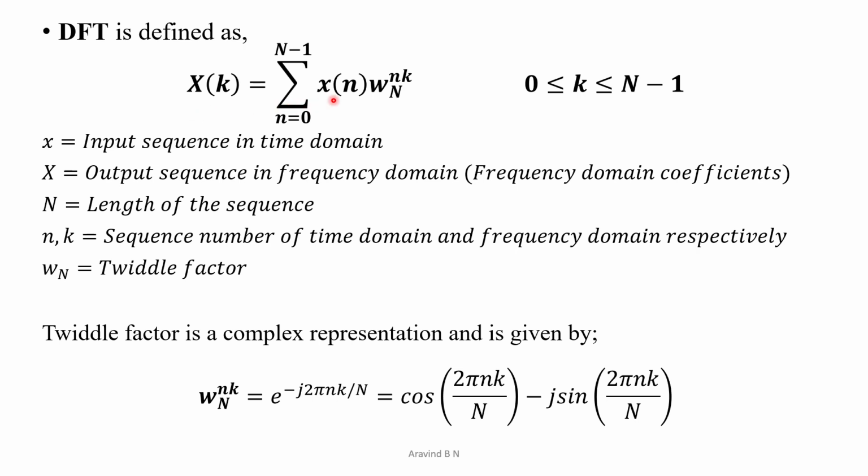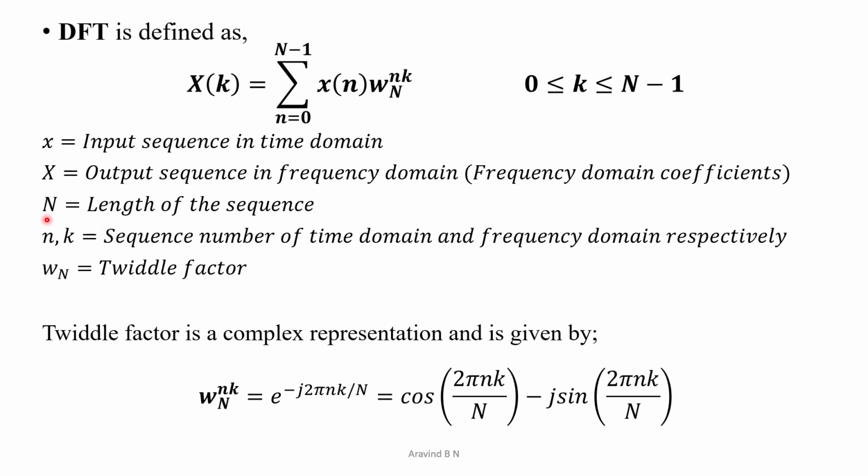In case of DFT, always remember that anything represented in the small letter x represents the signal in the time domain. If it is represented in capital letter X, then it indicates the transform domain coefficients. So while writing, one must be very clear about the use of small letters as well as capital letters.